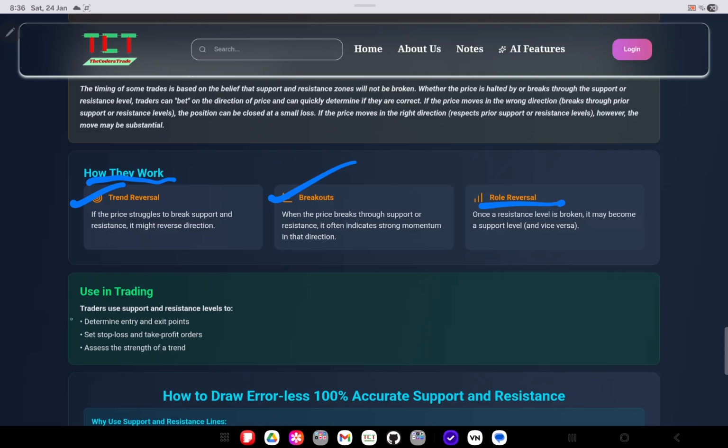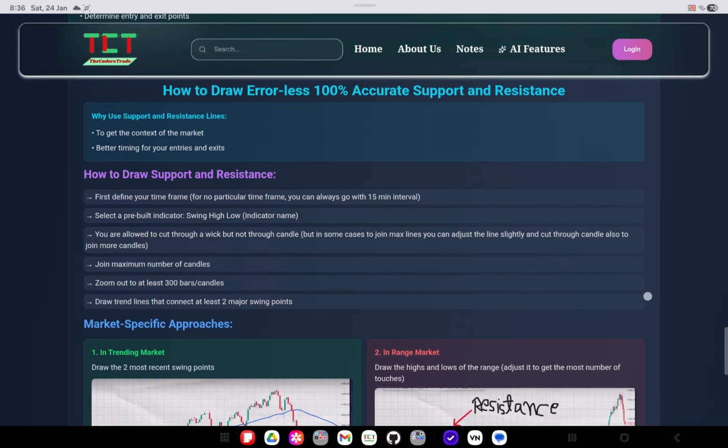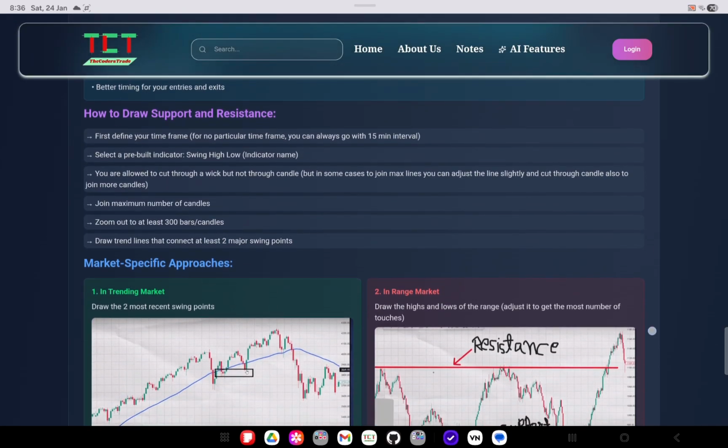Support and resistance help you determine the entry and exit points and tell you where to take profits and place stop losses. So, let's learn how we can draw that. Stop drawing random lines all over your chart. Follow my errorless checklist. Use a 15-minute time frame. Use the swing high-low indicator. The gold rule: you can cut through a wick, but never the body of a candle.